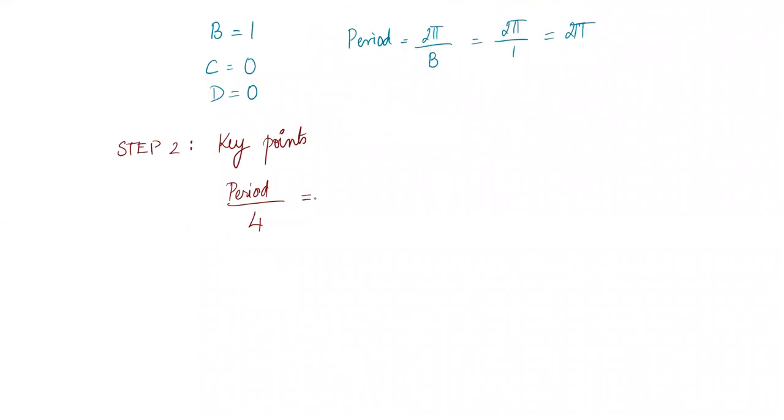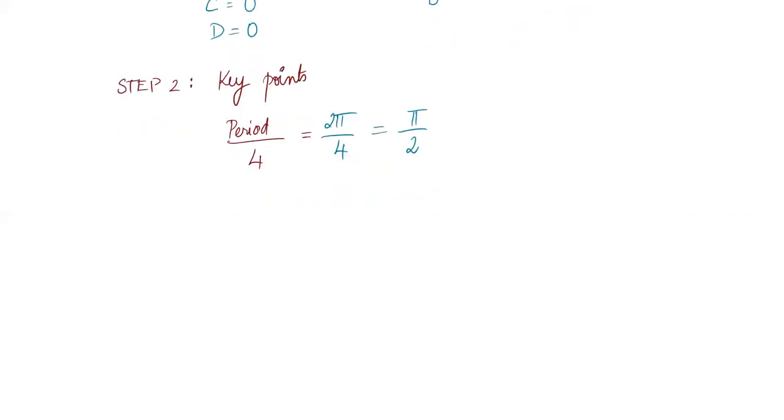All right, so what is our period? Our period from step 1 was 2 pi. 2 pi over 4 comes down to pi over 2, right? So period over 4 comes down to pi over 2. All right. Then we want to get 5 key points, right? Let me just write that out there too. 5 points.